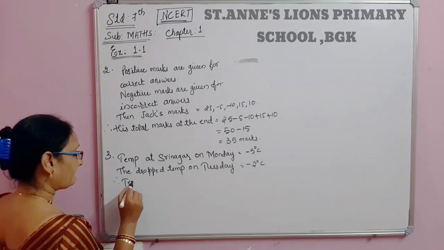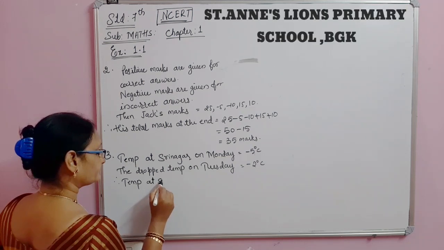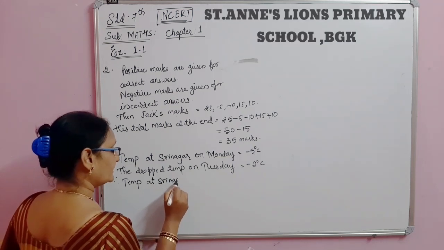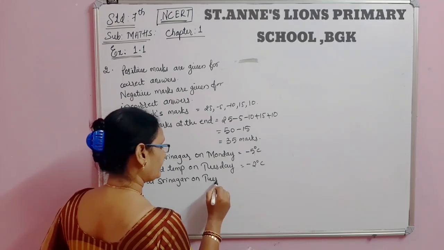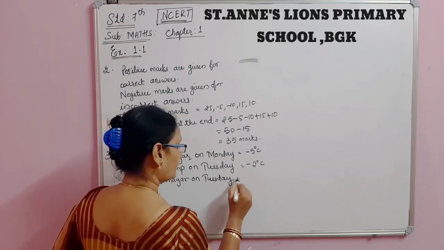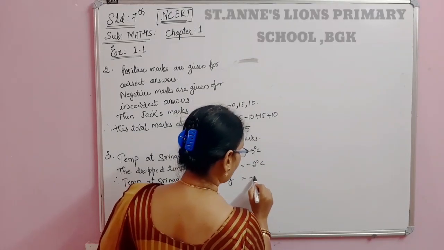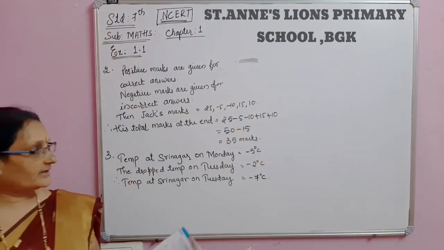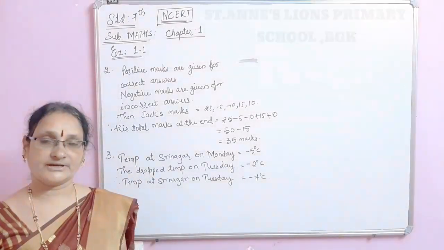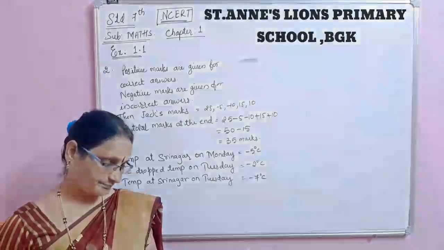Therefore, the temperature at Srinagar on Tuesday is equal to minus 7 degrees Celsius. Minus 5, minus 2. We have to add them. Both negative numbers are added with the same sign.